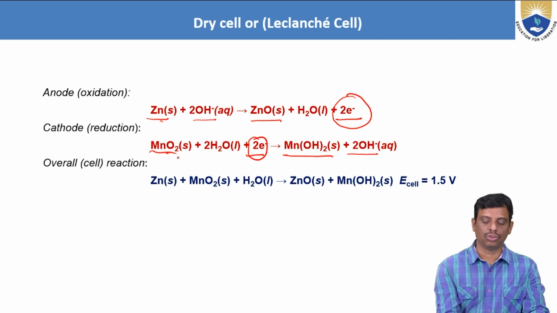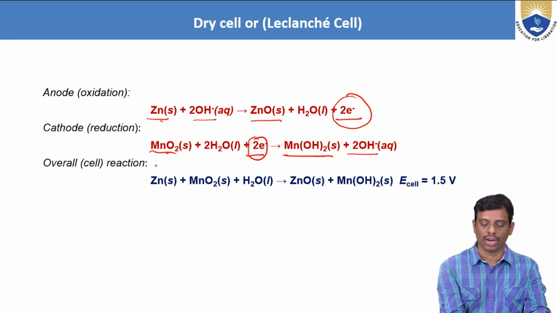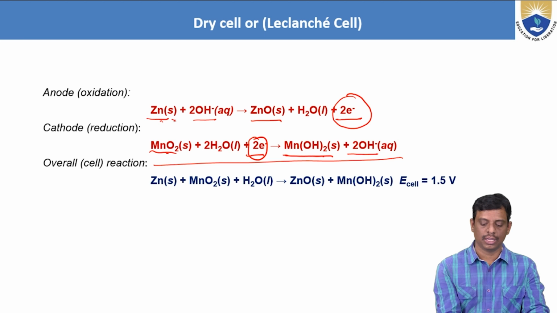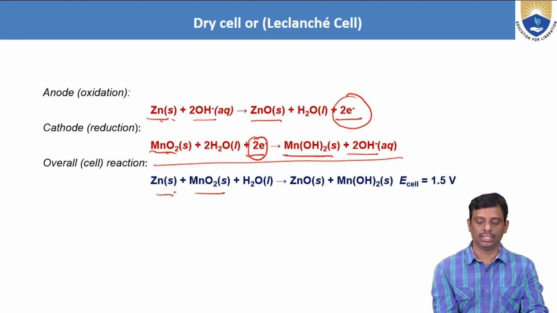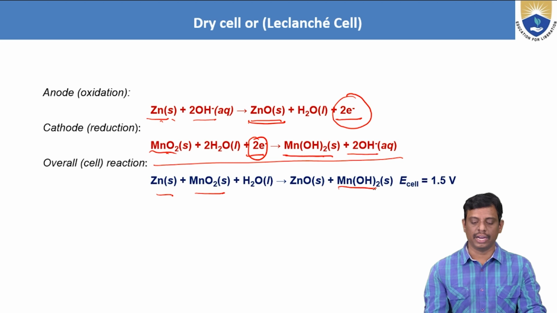So this is the cathodic reaction. Manganese oxide gains the electrons and is converted to manganese hydroxide. This is the cell overall reaction. So overall, zinc and manganese oxide give us zinc oxide. This is the product, zinc oxide and manganese hydroxide.